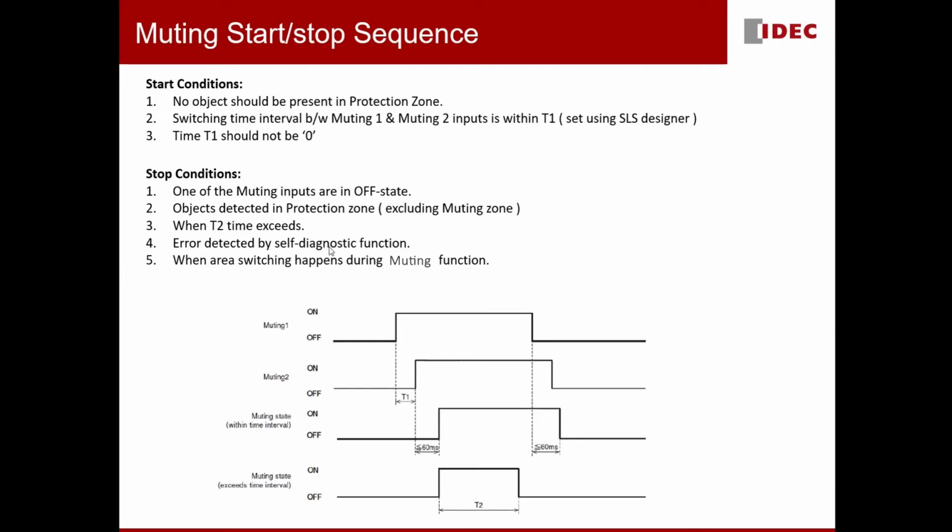If any error is detected within the functionality while doing the muting function, even in that case muting will stop. The fifth condition is whenever there is an area switching happening during the operation of the muting function, even in that case the muting function will stop its operation.